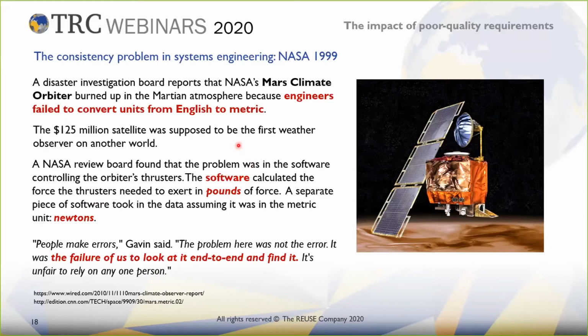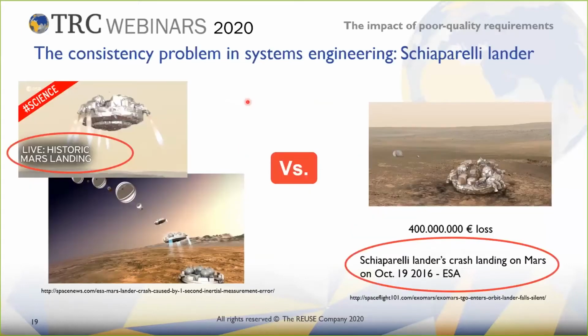Maybe all of you already know these kinds of issues that engineering faces due to problems with requirements. For instance, NASA had this problem with the Mars Climate Orbiter because of a consistency problem. Or, for instance, the European agency had this problem as well, due to consistency, with the Schiaparelli lander. All of us know of problems in engineering projects due to these issues.